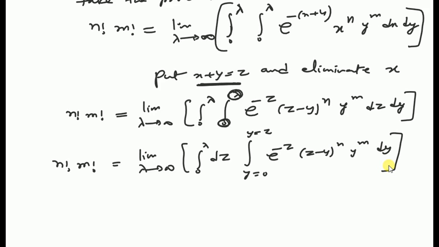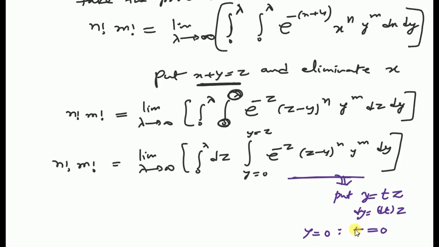What I'll do here, let us put y equal to tz. In place of y substitute tz, and in place of dy I'll put z dt. Then limits: when y is 0, t will be 0. When y will be z, t will become 1.